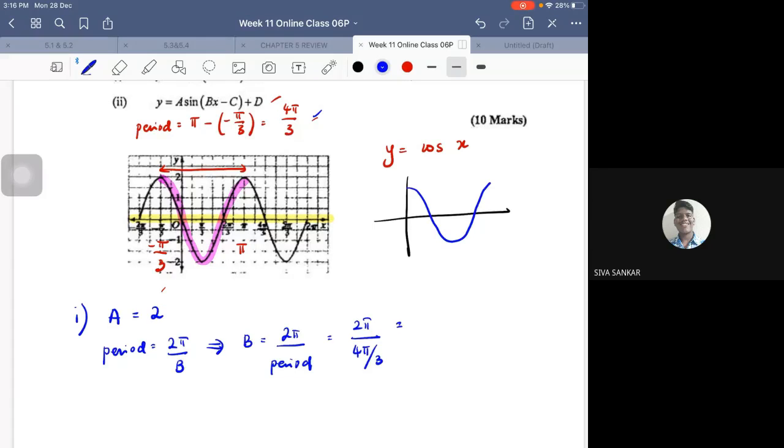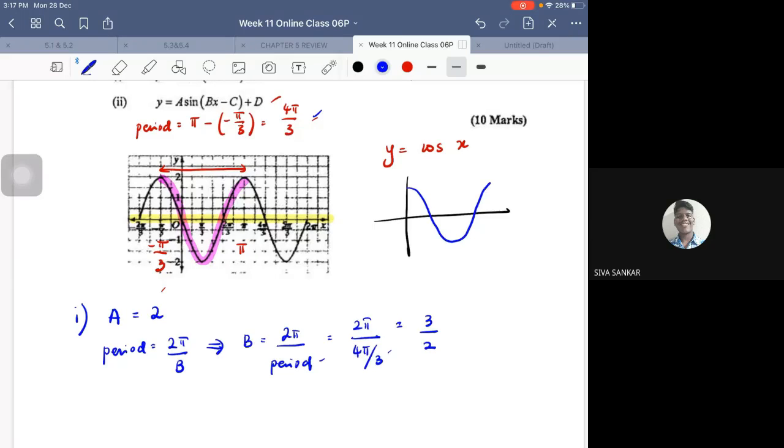3 per 2 betul ke? 3 per 2 pi. Okay. Ada pi ke tak? Rasa macam tak ada. Tak ada. Sedap. So okay. So B nilai dia adalah 3 per 2. Okay, you cari pakai formula tu saja berdasarkan sebab kita dah ada information pasal period. So kita ganti nilai period terus dapat apa dia nilai B.